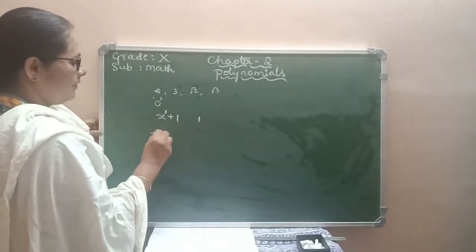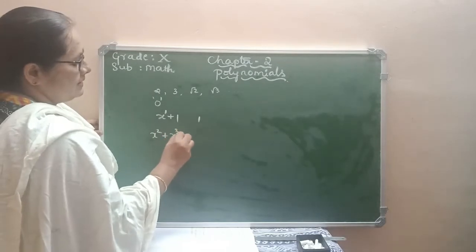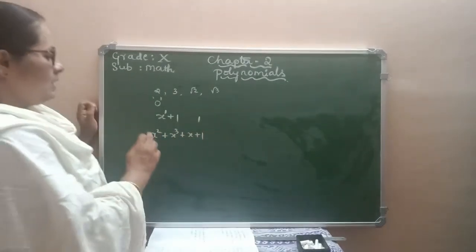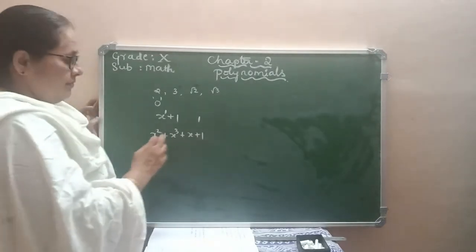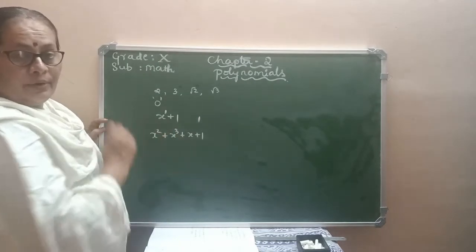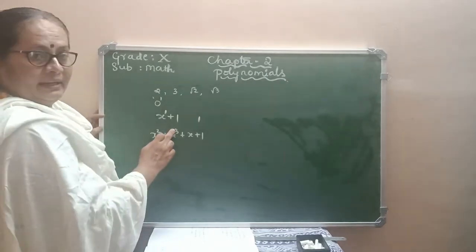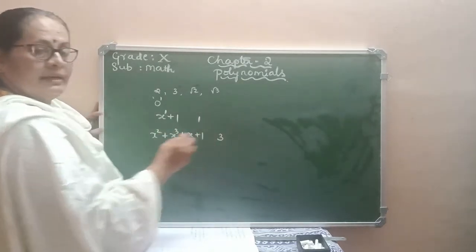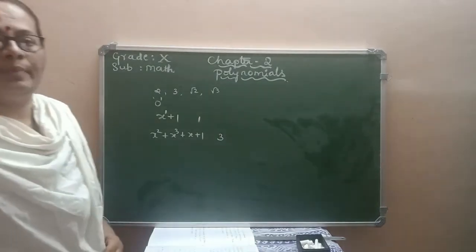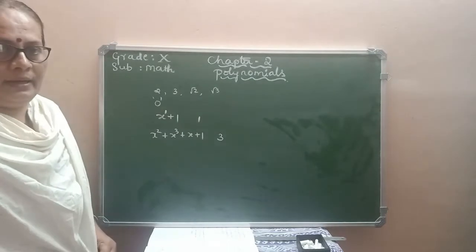Now, x square plus x cube plus x plus 1. In this polynomial, the variable is x. And what is the highest power of the variable here? 3. So the degree is 3. So, degree is nothing but the highest power of the variable.